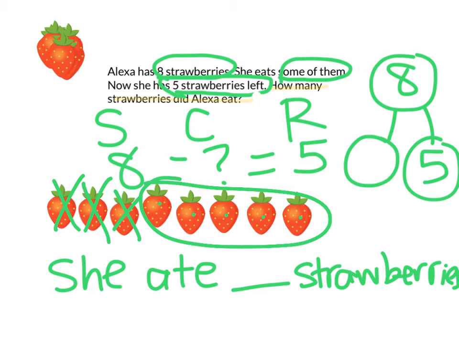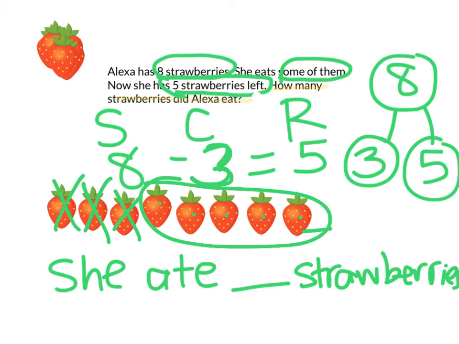So if we've had to cross out 3, how many did she eat? Right. So in place of this question mark, we can write a 3. That means that this part that we're missing over here in our number bond is a 3. So let's look. Does 8 minus 3 equal 5? Is that what we've got here? We've got 8 strawberries, minus 3 of them, and 5 left.